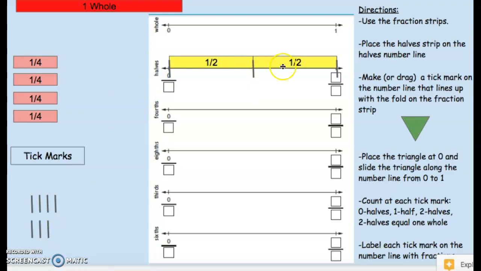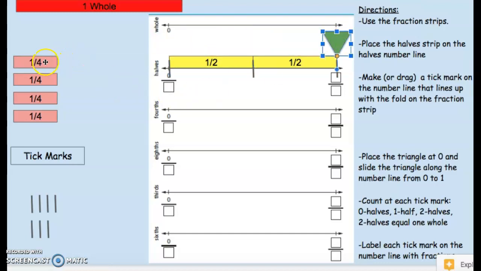Let's place a triangle at 0. If you don't have a triangle at home, you can just use your finger to point. Right now, I am at 0 halves. If I move to the end of my half fraction bar, I am at 1 half. If I move to the end of my second fraction bar, I am at 2 halves. So 0 halves, 1 half, 2 halves.